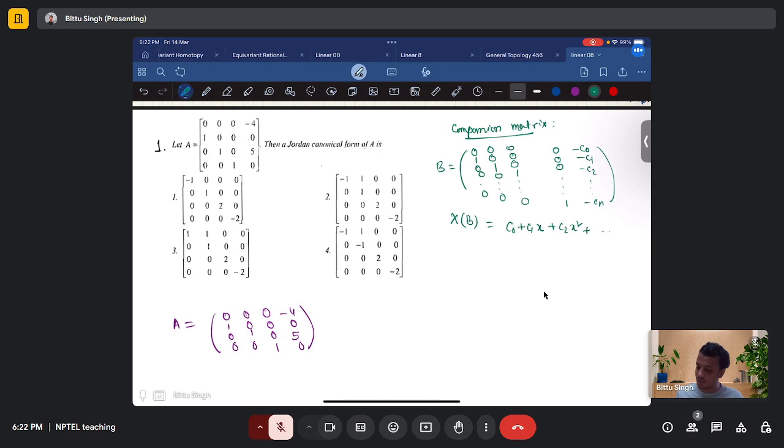So this is actually the companion matrix. Let me put what it is: it is an n plus 1 by n plus 1 matrix, right? So the polynomial will end at Cn x to the power n plus x to the power n plus 1.